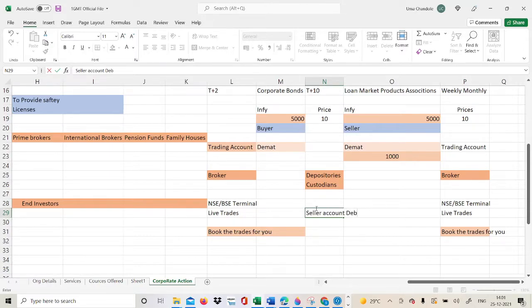Seller account: debit the quantities and credit the cash, and the buyer account: debit the quantities, sorry, debit the cash, credit the quantities. It's just a type of instructions.